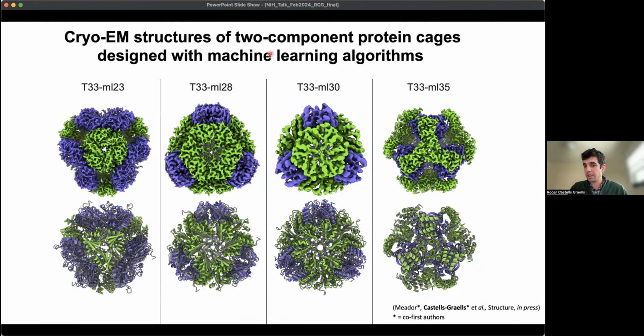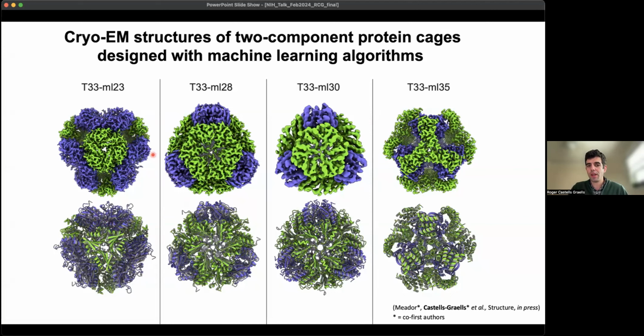For these two-component protein cages that we designed with these machine learning algorithms, we were able to solve 7 cryo-EM structures. And here you can see a few of these structures. You can see they are made of two components. One trimer is in green, the other one is in purple. And you can see that they have different shapes and slightly different sizes. They are made from different original components, so they all have different protein sequences. And here at the bottom, in gray are our initial models, and in color is the cryo-EM structure. It was quite amazing that the cryo-EM structure matches the initial models pretty well already.